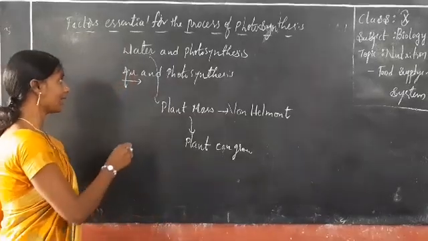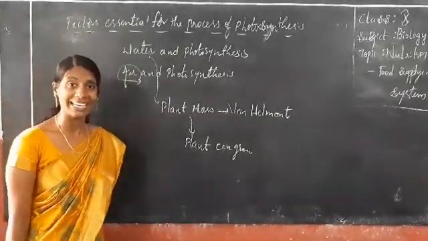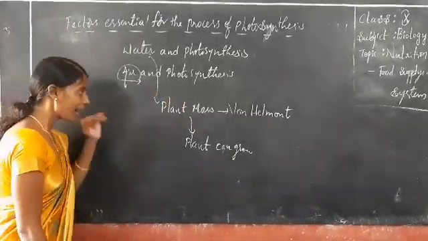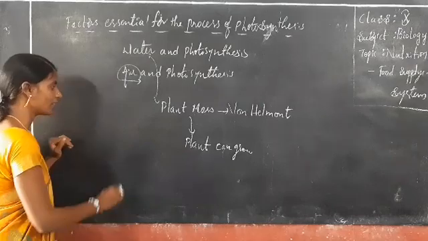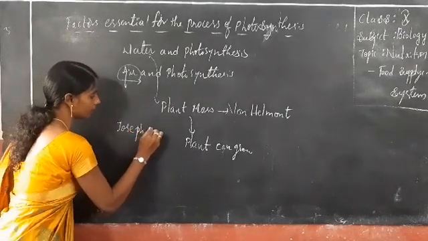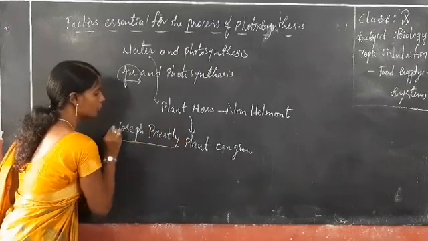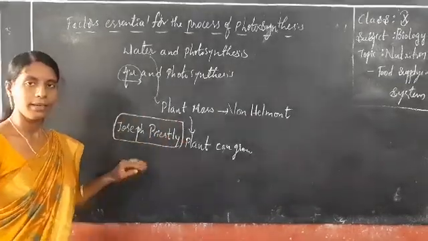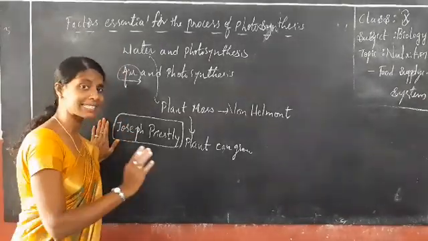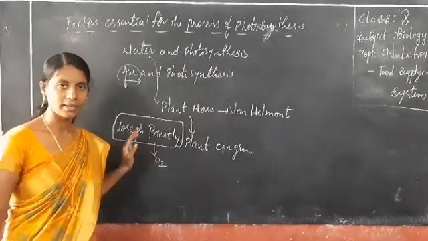Let us do an activity on how air plays a very important role in photosynthesis. Here, one of the famous scientists was Joseph Priestley. Clear, all of you? Joseph Priestley is a famous scientist. First of all, he discovered oxygen gas, O2.